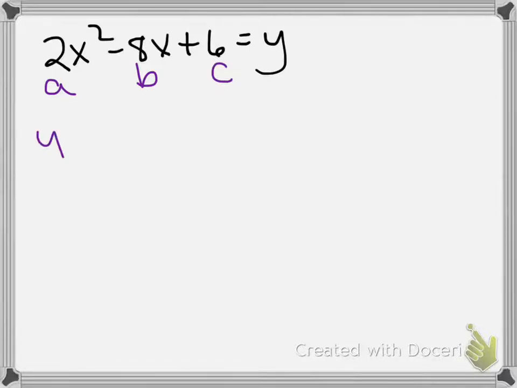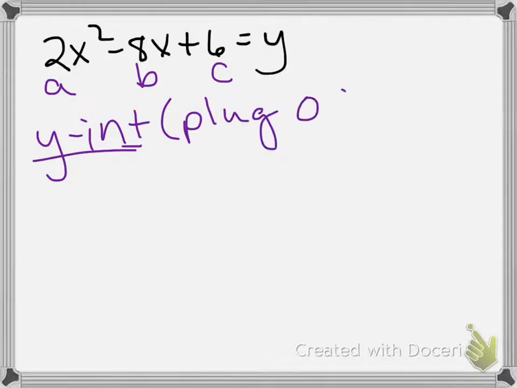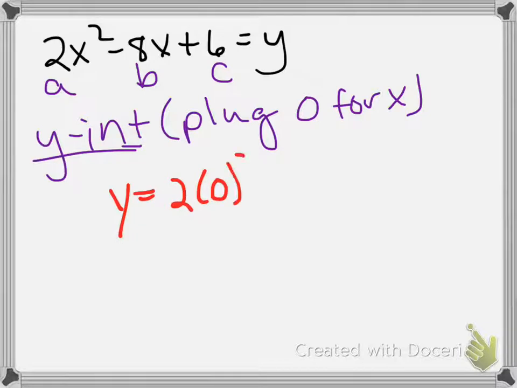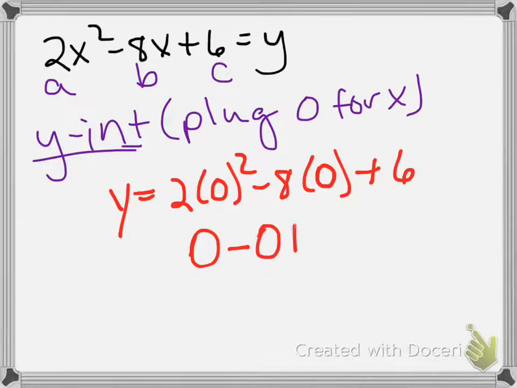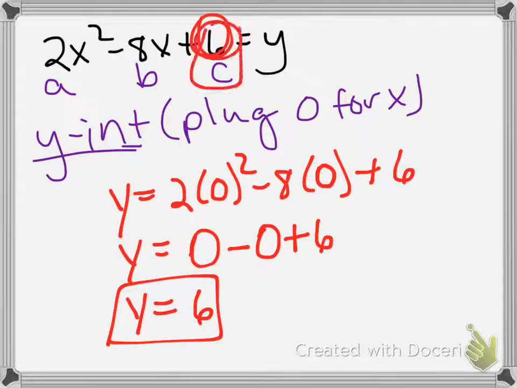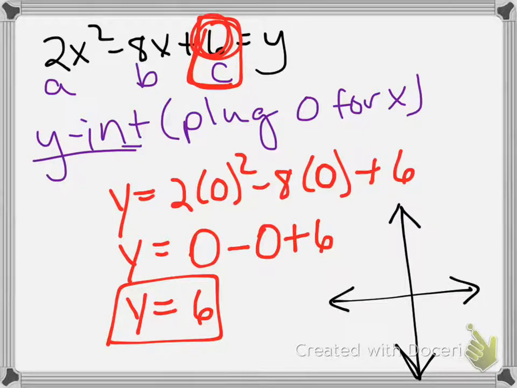Alright, to find the y-intercept, you plug in 0 for x. Okay, so in my equation, y is going to equal 2 times 0 squared minus 8 times 0 plus 6. So 2 times 0 squared is 0, minus 8 times 0 is 0, plus 6. So my y-intercept is 6, which also happens to be c. Okay, that's actually not a coincidence. That's how it's going to work. So if I want to graph this equation, make myself a little grid. Now I need to go at least to 6.